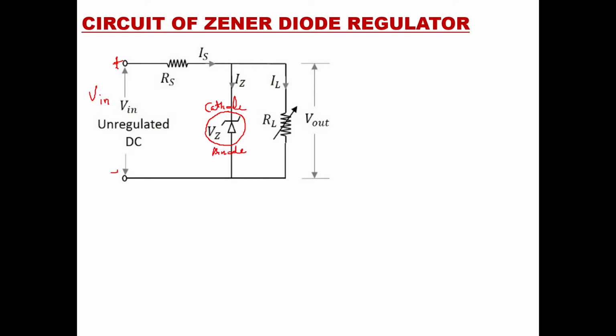So here, the cathode is connected to the positive terminal and the anode is connected to the negative terminal. That means it is the reverse bias condition. This is the reverse bias condition for the Zener diode.